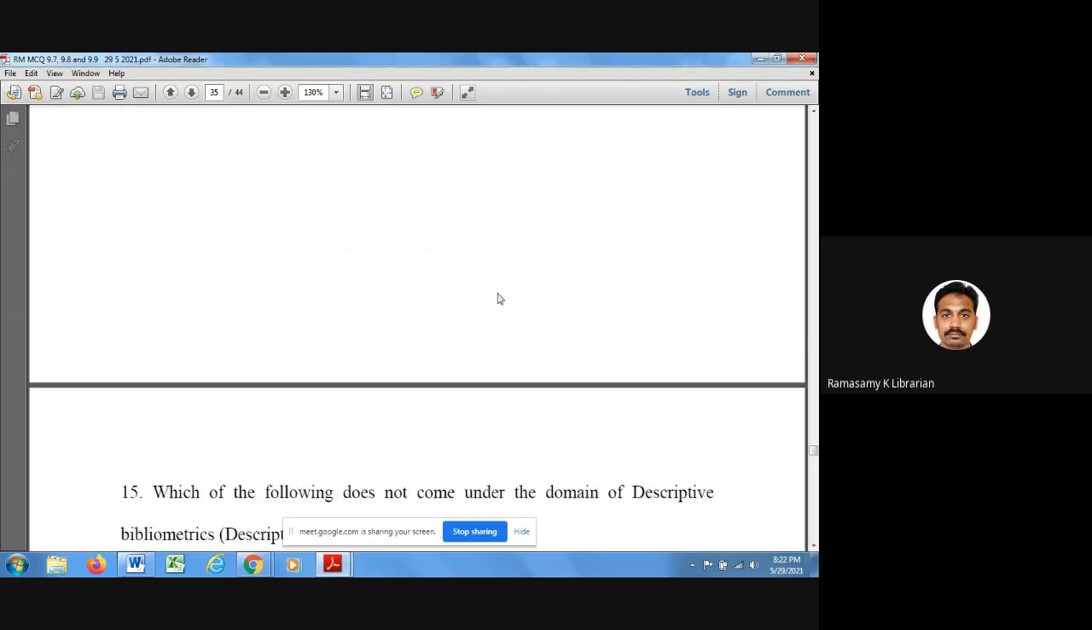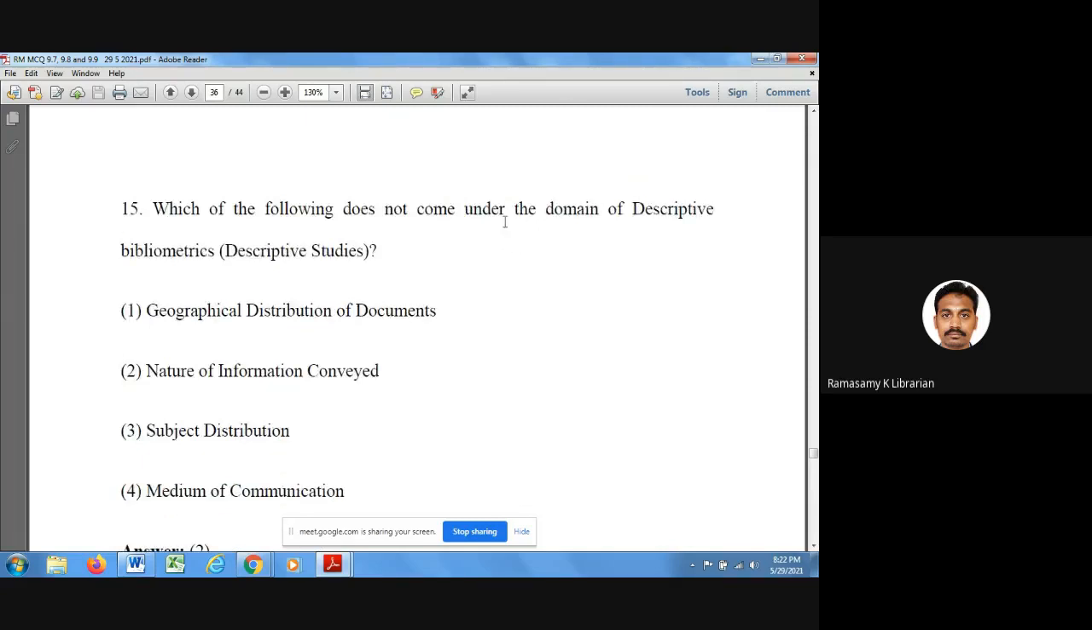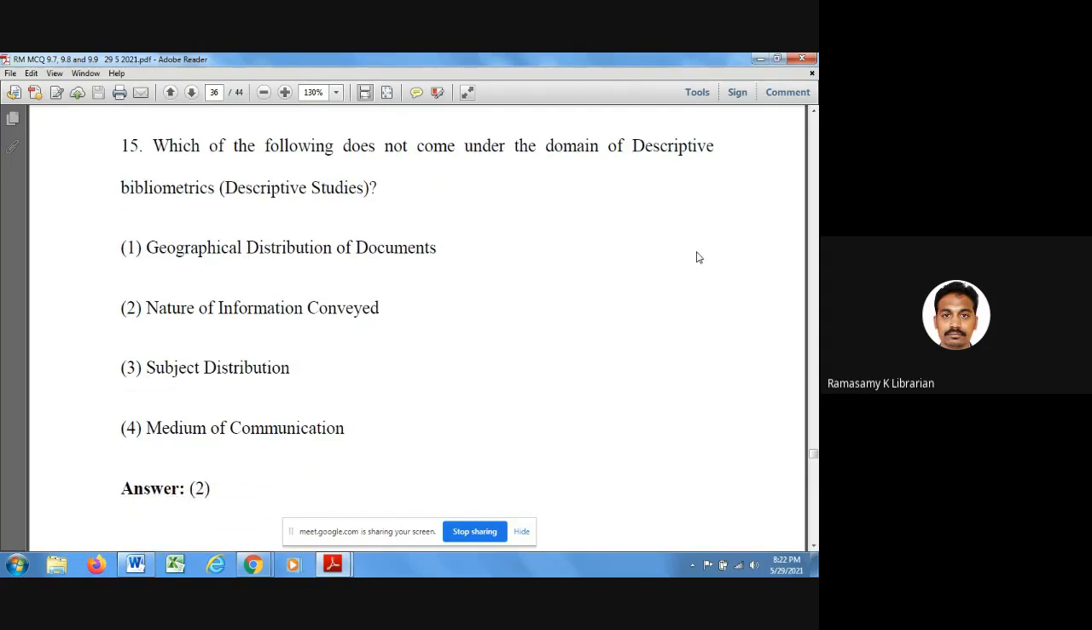Okay, fine. Then, which of the following does not come under the domain of descriptive bibliometrics? Whenever you talk about bibliometrics, Alan Pritchard talks about 2 different branches. One is descriptive, another is evaluative. In evaluative bibliometrics, we talk about usage counts, how many citations were received by the journals. In descriptive bibliometrics, we only describe the various bibliographical formats, the various subjects and sub-subjects, the country, the language, the authors. So in general, those are all descriptive.